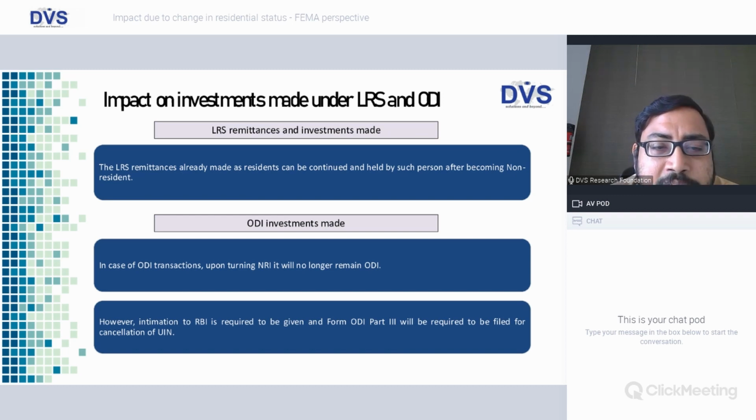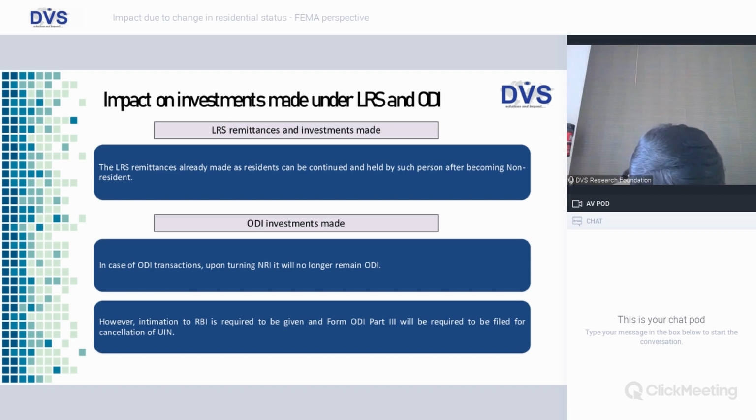However, the change in resident status has to be intimated to RBI, in order to ensure that the UAN, the unique identification which has been given for the transaction, is cancelled. Otherwise you are supposed to file all your annual compliances under ODI, like the annual performance report and the foreign liabilities and assets report, etc. So for that reason, once there is a change in the residential status, you need to intimate it to RBI so that the UAN is cancelled.